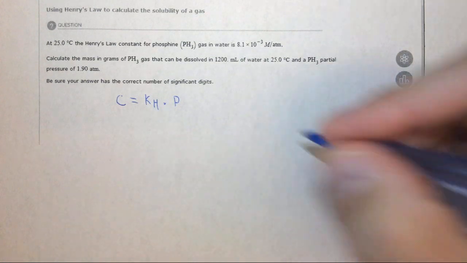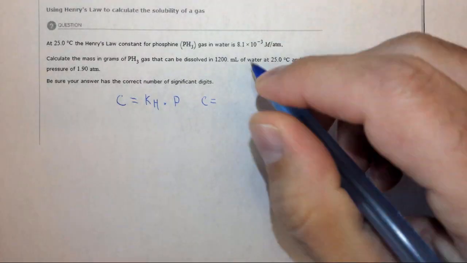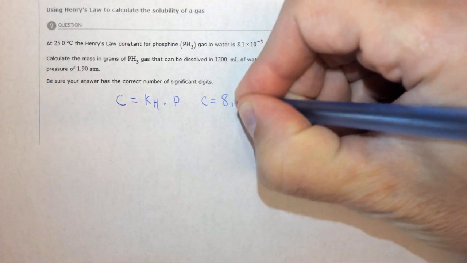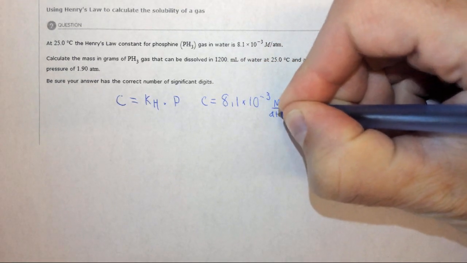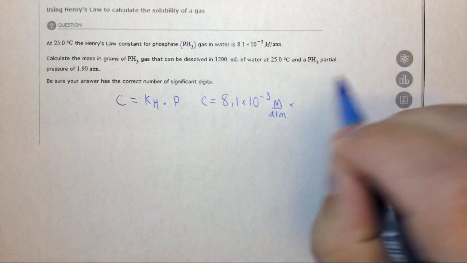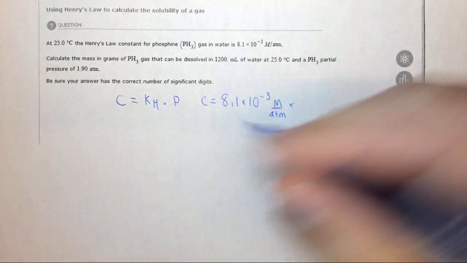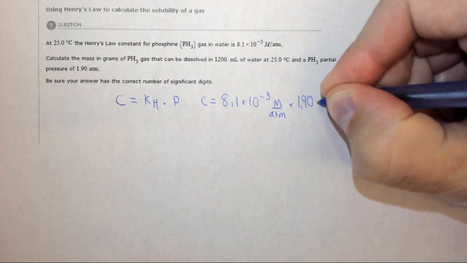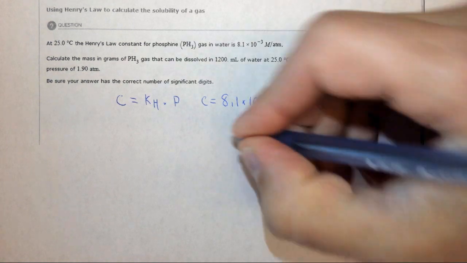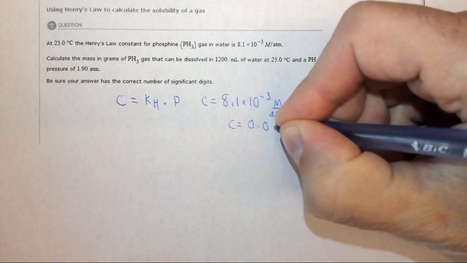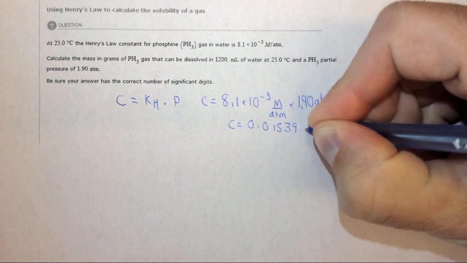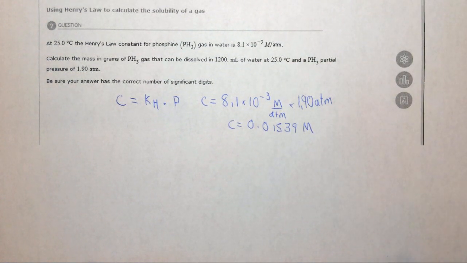So let's take a look at this. The concentration equals the kH, which is given, 8.1 times 10 to the minus 3 molar per atmosphere, times the partial pressure of the PH3, the phosphine, which is 1.90 atmospheres. When you do that math, you find that the concentration is 0.01539 molar.